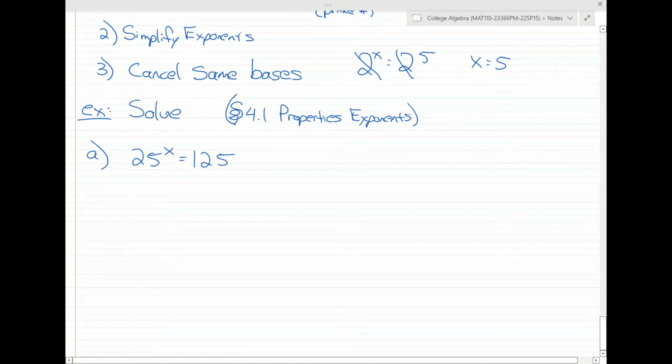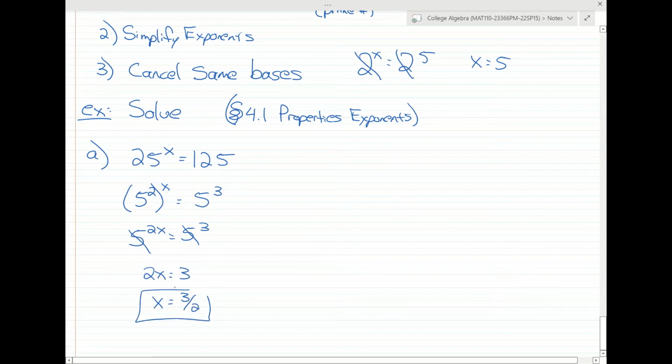5, right? We know that 25 is the same thing as 5 squared, and 125 is the same thing as 5 to the third. Using our property of exponents, we multiply the powers if it's a power to a power. So 5 to the 2x is equal to 5 to the third. 2x is equal to 3. Simple. That would be 3 halves. Very good benchmark.